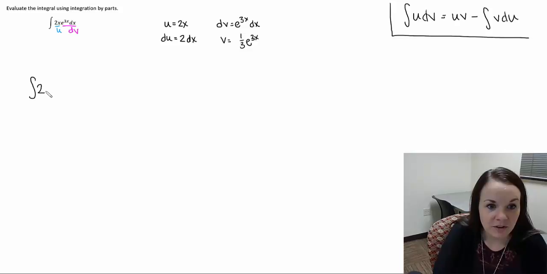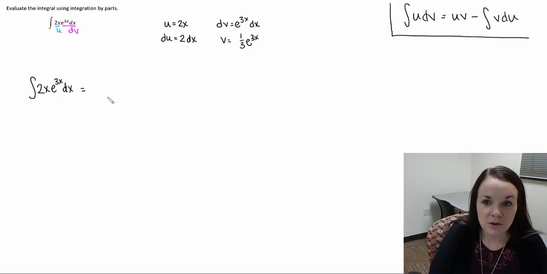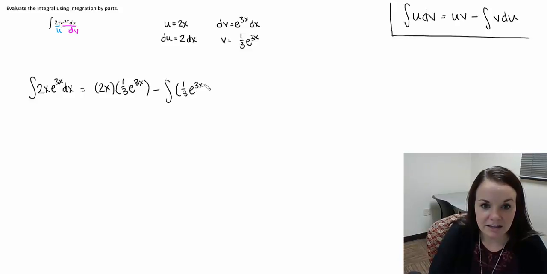So if we started out with the integral of 2x e to the 3x dx, this will then follow u, which is 2x, times v, which is 1/3 e to the 3x, minus the integral of v, which is that 1/3 e to the 3x, times du, which is 2 dx.